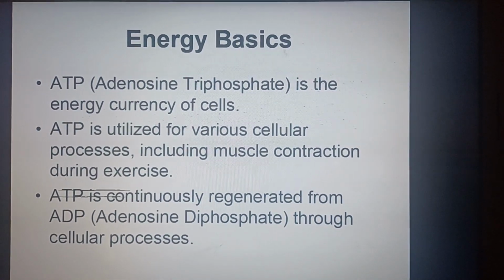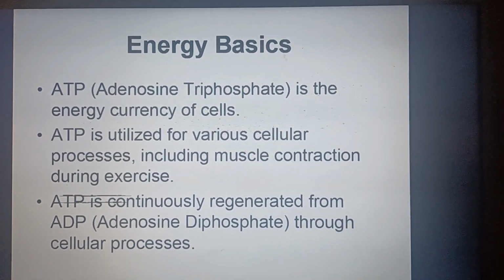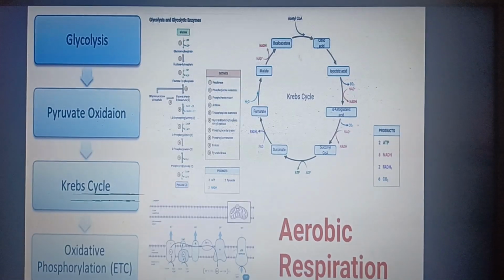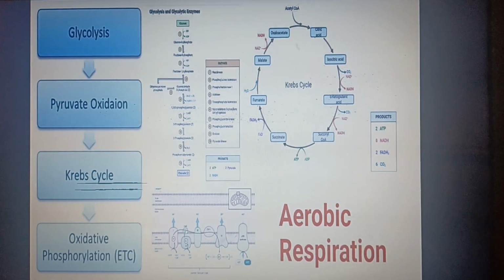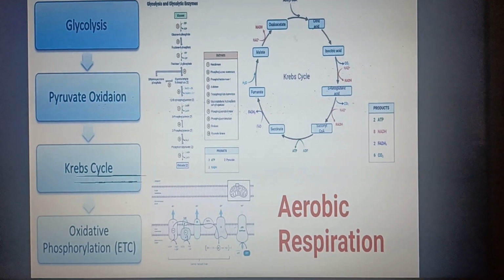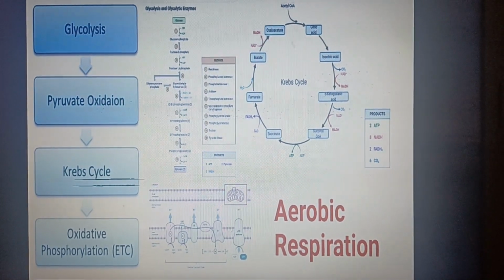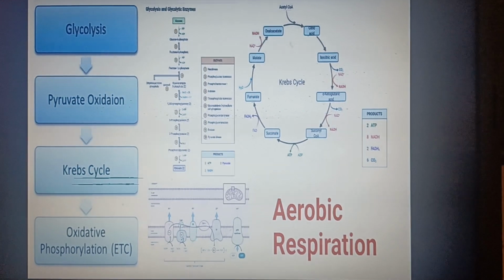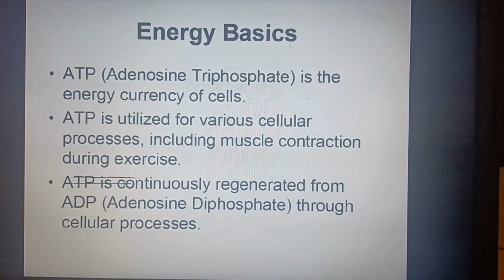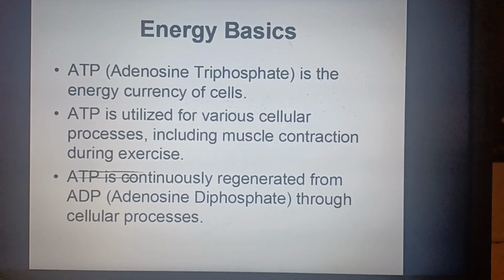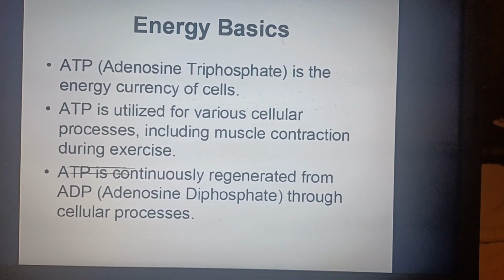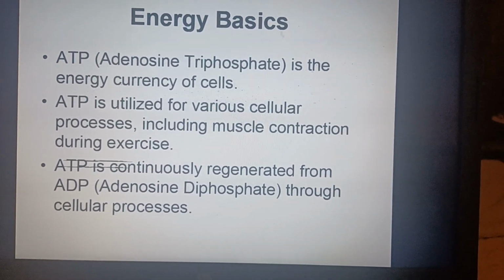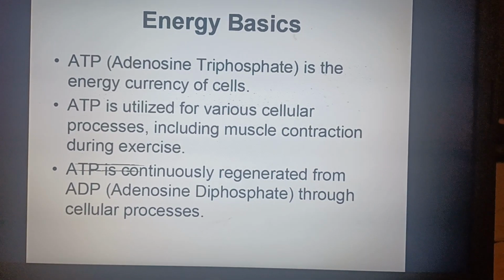So, ATP is used for various cellular processes. So, we'll go back to our chart here. One of these cellular processes is the Krebs cycle. These processes create energy within cells, outside of cells, and help our bodies to function on a day-to-day basis and maintain homeostasis. ATP is continuously regenerated through ADP, otherwise known as adenosine diphosphate, through these cellular processes.